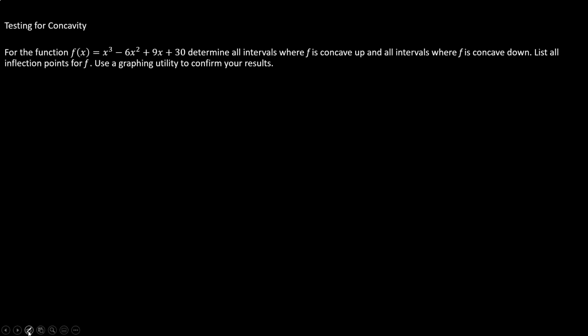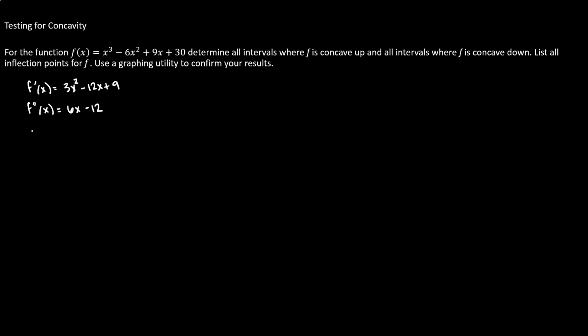So starting with our first derivative of f, we have f prime would be 3x squared minus 12x plus 9. But we need the second derivative here, so we're going to take the derivative of that to get 6x minus 12.